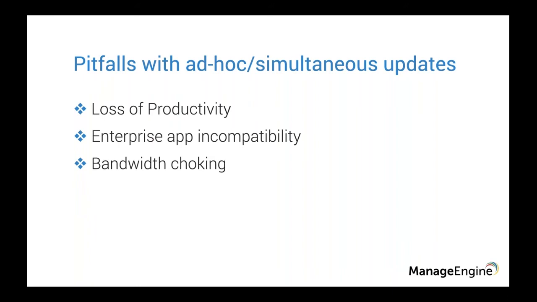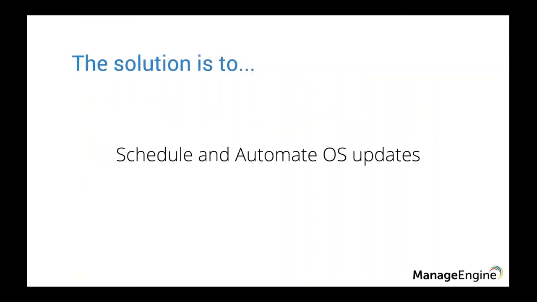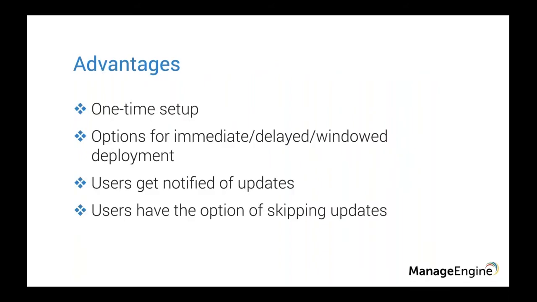So what is the answer to all of these problems? It's of course scheduling and automating OS updates. And the benefit of doing that with the help of the MDM server is that it is just a one-time setup. You needn't worry about it later on. And you have options for immediate, delayed, and windowed deployment. Also, you can ensure that the users get notified of a pending update. Just in case you're working on something important, you can notify them that there is an update happening. And the users can also be given the option of skipping the updates if they are working on something important, as explained earlier.